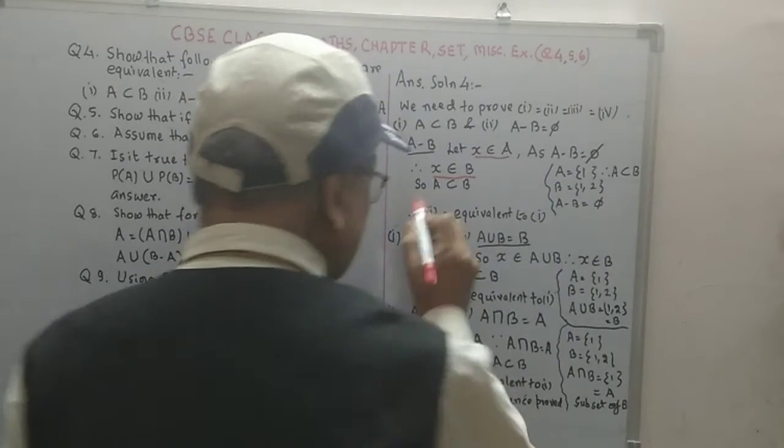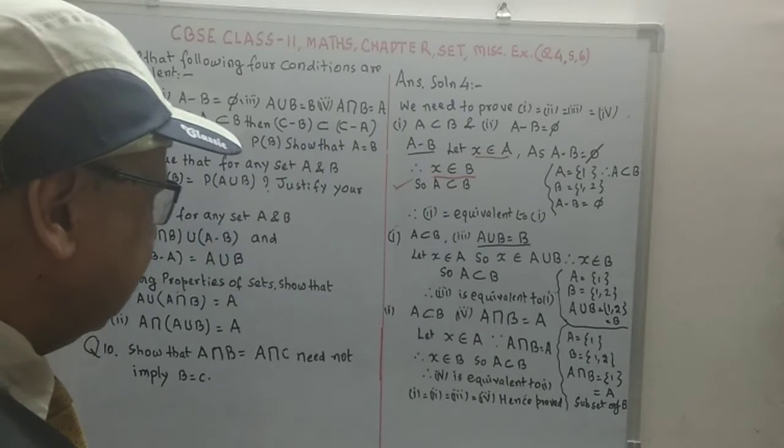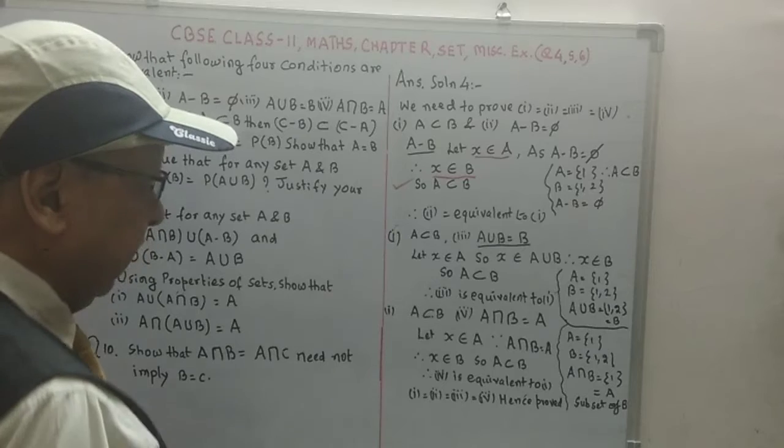Therefore A is subset of B. So A is subset of B. So number 1 is proved. 1 is equivalent to 2 is equivalent to 1.